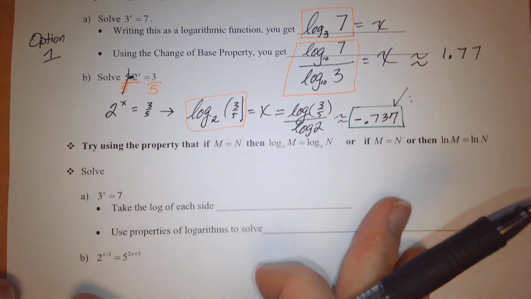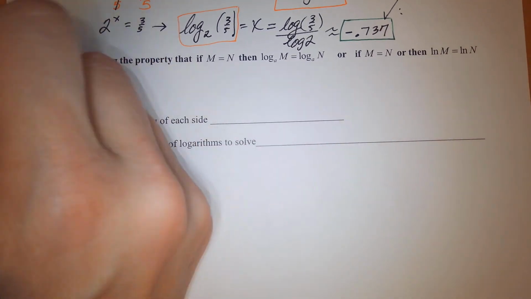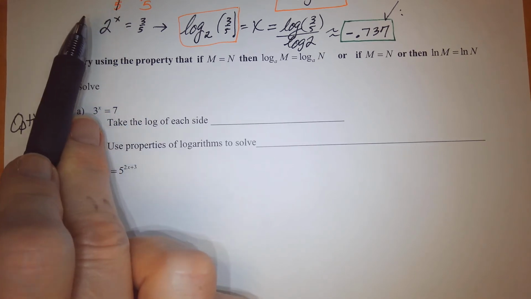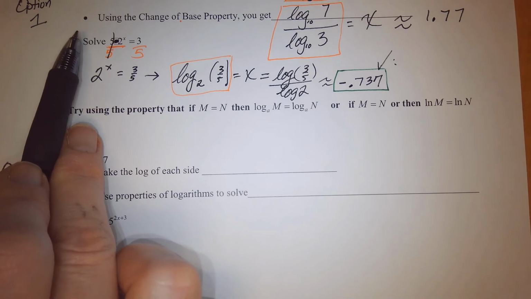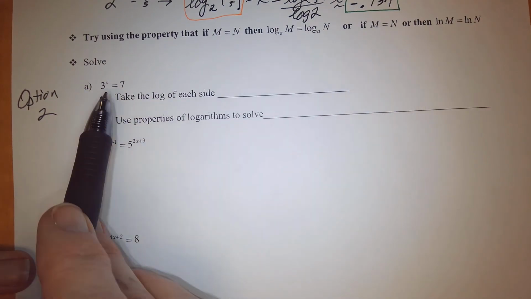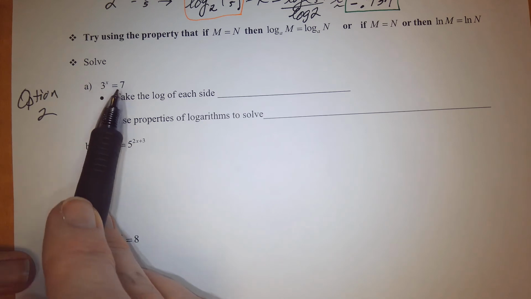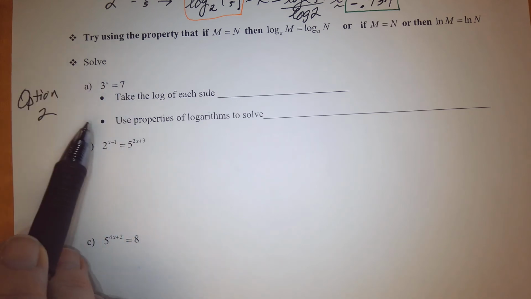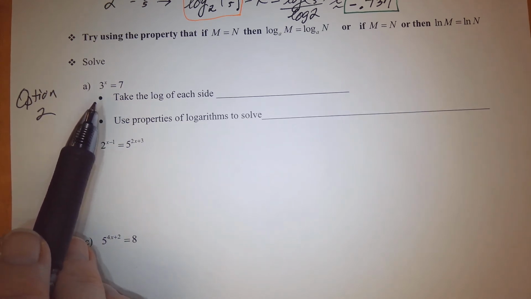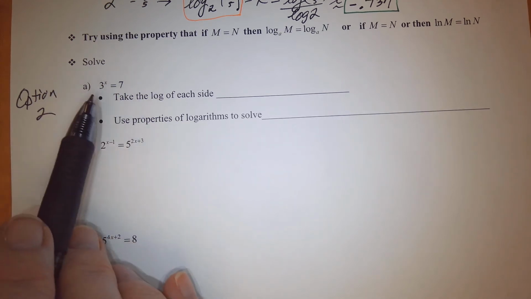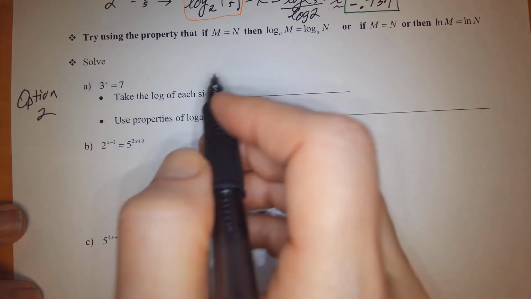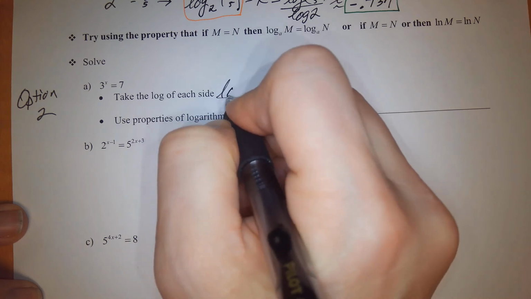Now, there's a second option, okay? This is the second option to solving that same problem that we did up here. We already know the answer is 1.77 to this question. 3 to the 1.77 power is 7. Another way we can do this, the second option, you might prefer this option instead, is to take the log of both sides. Rather than turn this whole thing into logarithmic form, we can take the log of both sides because that's an algebraic step that we can take.